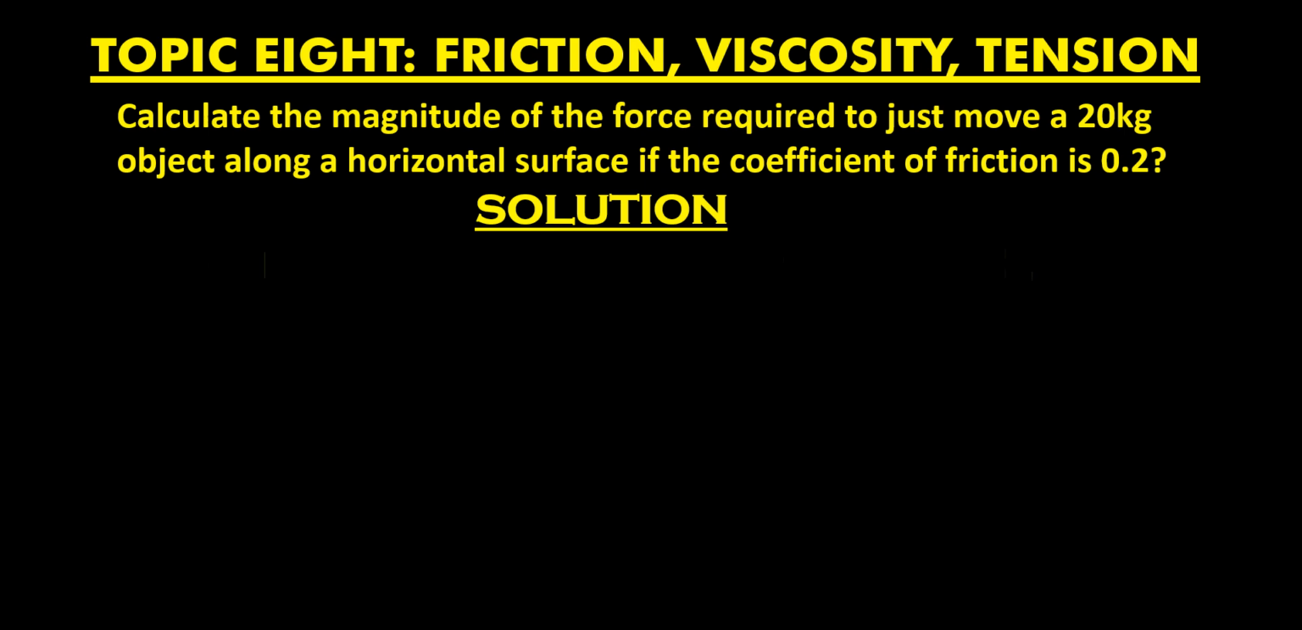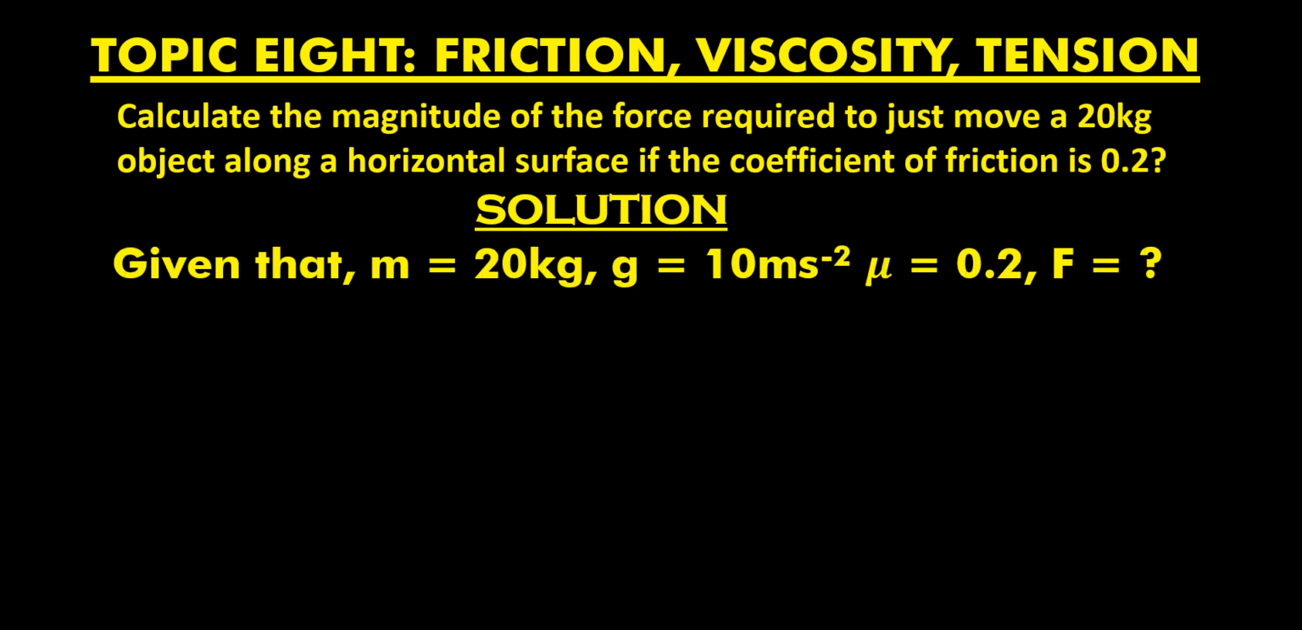And so moving on, first of all, we are given that m is equal to 20 kilogram, g, acceleration due to gravity, is 10 meter per second square. The coefficient of friction is 0.2. We are asked to calculate the frictional force F.